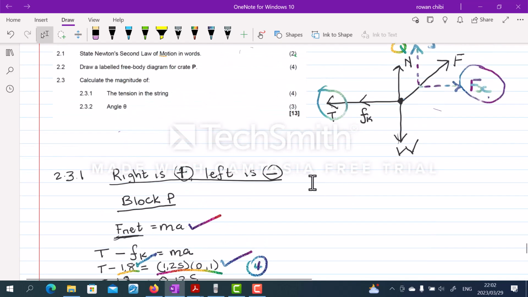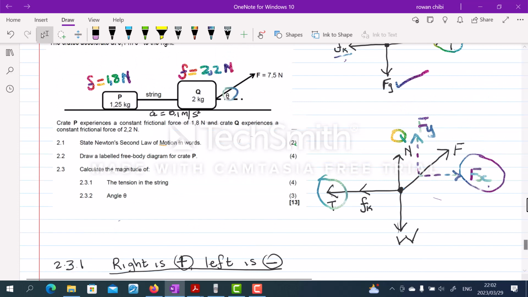Okay, let's continue. The last question says calculate now the magnitude of the angle. That angle of this force. So we go again to the free body diagram of object Q. Now we have 3 horizontal forces here. We have this one, which is the tension. We have this one, which is the frictional force, and then we have this other one, which is the F of X, a horizontal component of your force.